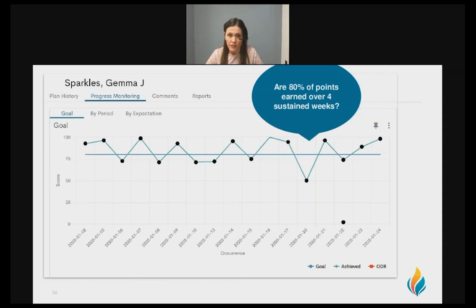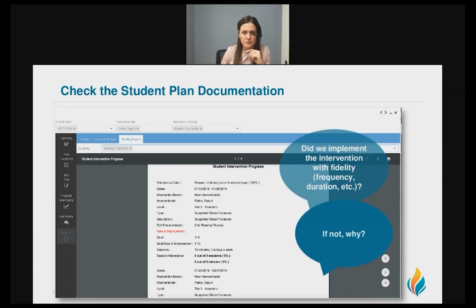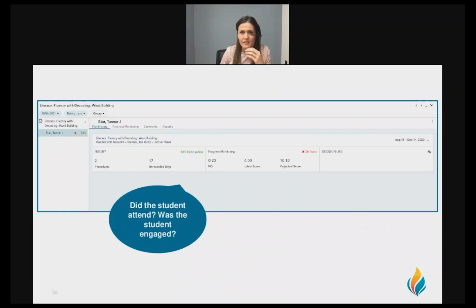This is an example for behavior or for social emotional needs. Here you can see that over a 3 or 4 week period, 80% of the points that the student had possible to earn, are they earning that consistently? So this would be, for check in, check out, an example of some of the data you might collect. You're going to check the student plan document, and here you can make sure that we're implementing the intervention with fidelity. And this is an example of a printout that we have. And if we are seeing that we're not implementing the intervention, why not?